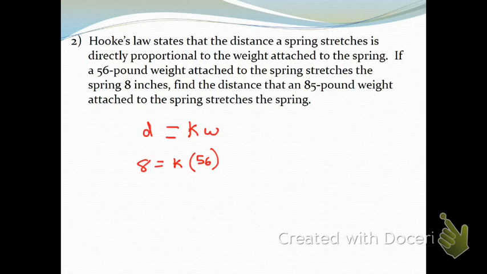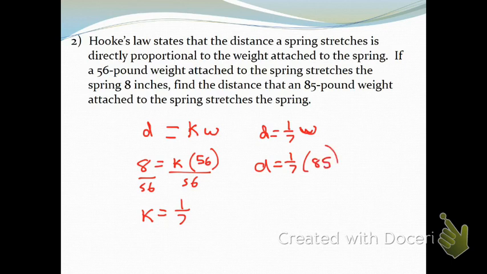So we're going to divide by 56. K would be, is that 1/7, right? Okay, 1/7. All right. So now I have my formula. It's always the distance equals 1/7 times the weight. Y'all follow me on this? Now we can answer the rest of the question. Find the distance an 85-pound weight attached to the spring stretches the spring. So then I'm going to take 1/7 times 85. Okay? Go ahead and take your calculators, take 1/7 times 85.